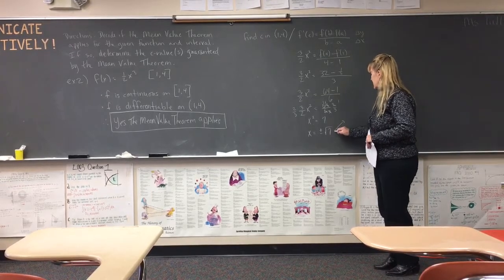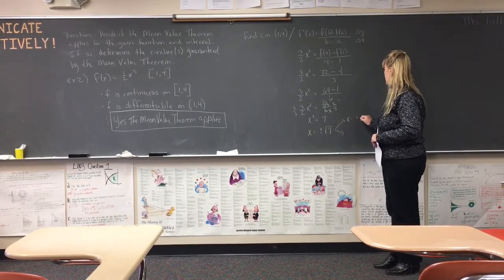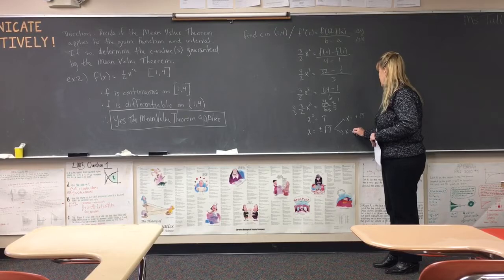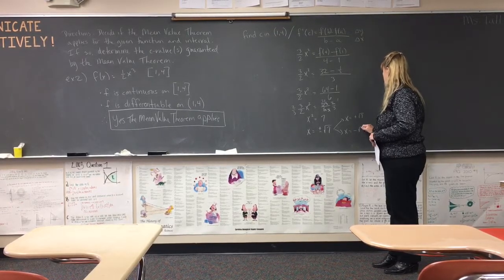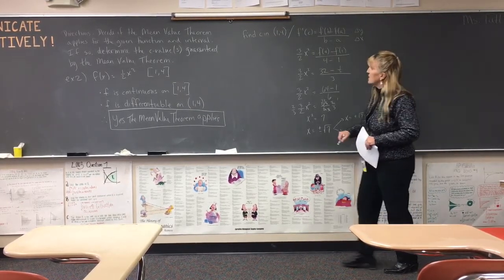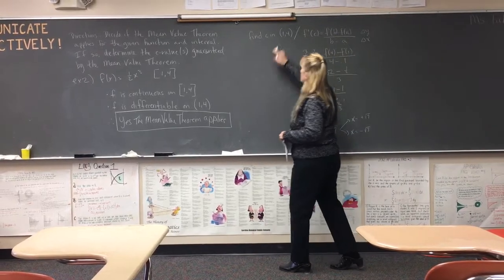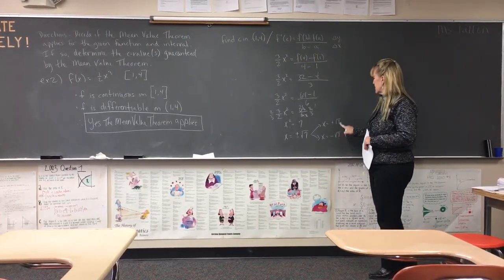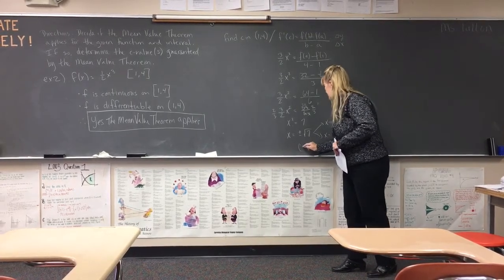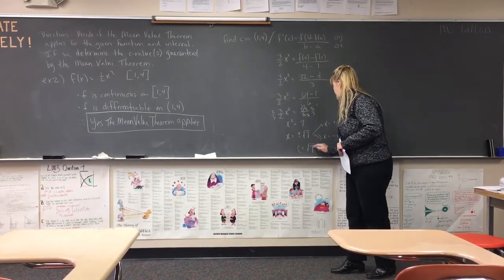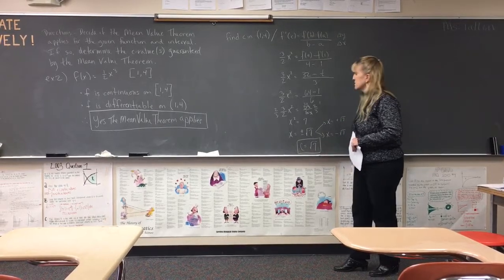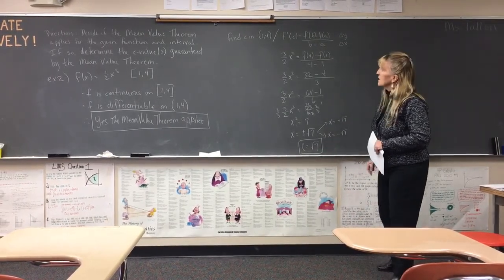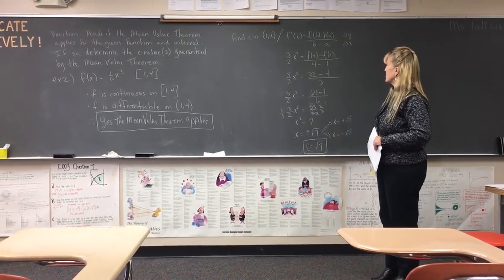I have 2 answers here. I have x equals positive root 7, and I have x equals negative root 7. But I need that root 7 to fall in the open interval between 1 and 4. And I don't think the negative value is going to do that. So therefore my c value, I'm going to take the positive answer, and I get c equals the square root of 7. Kind of a strange thing, but not impossible.